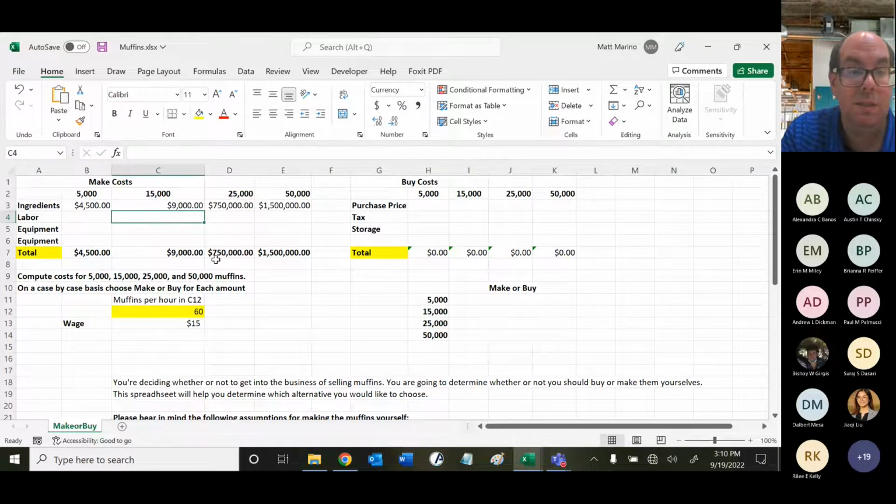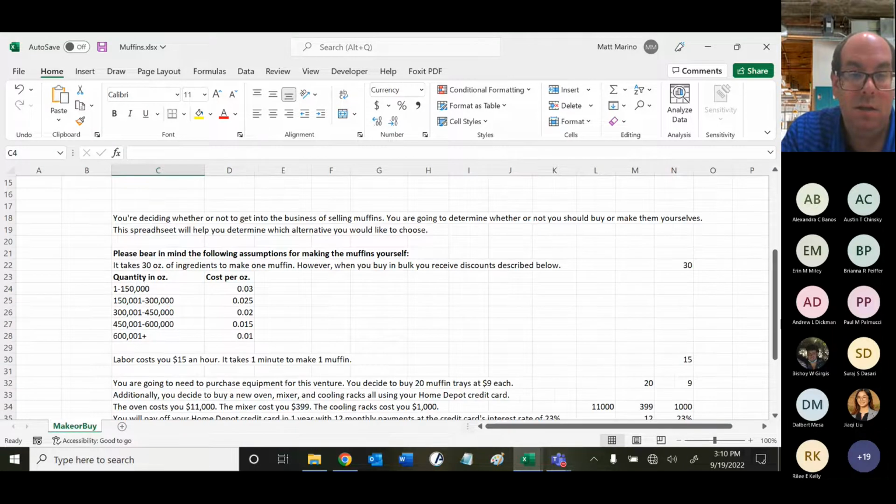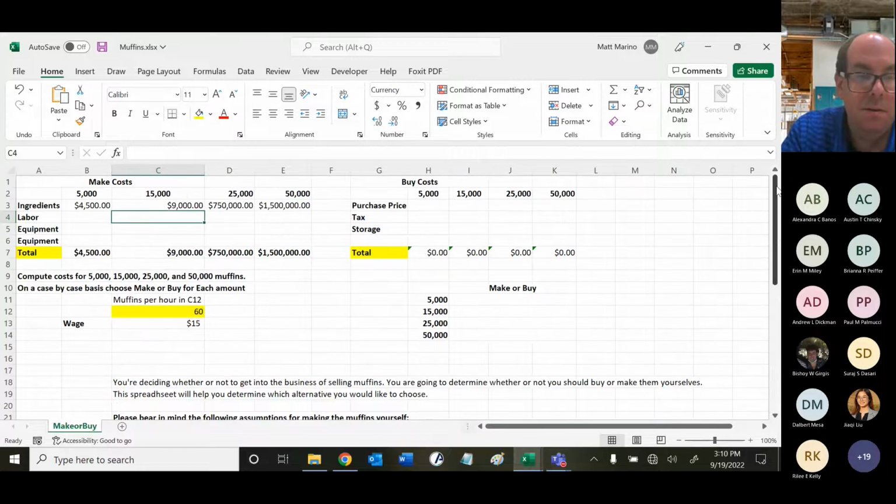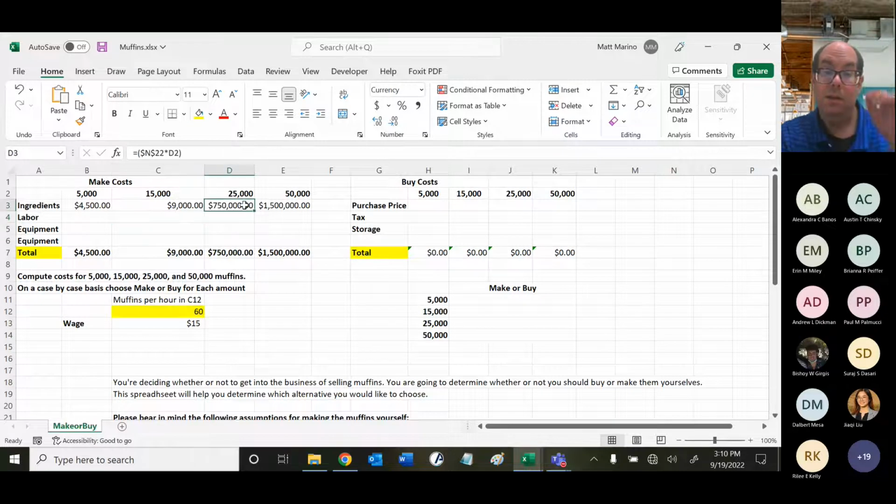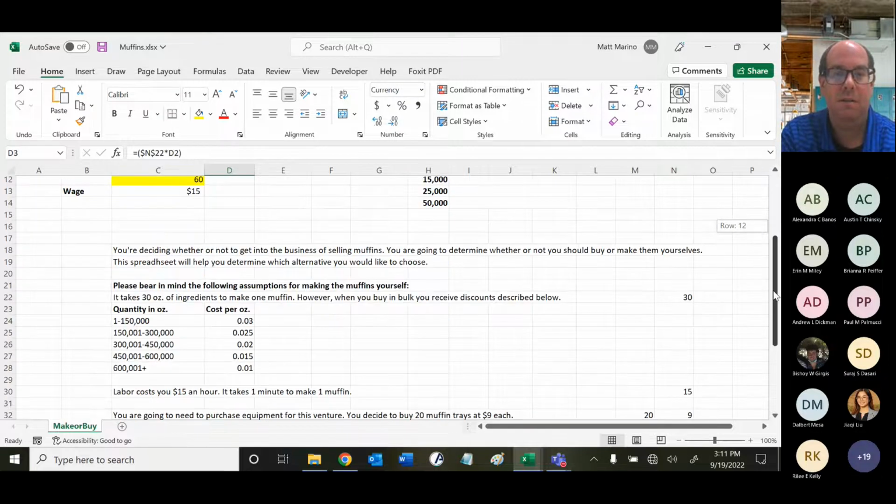So now that costs us twice as much. Even though it's a penny cheaper, we're having 3 times as many muffins. So how about for the last two? 750,000 ounces and 1.5 million ounces.